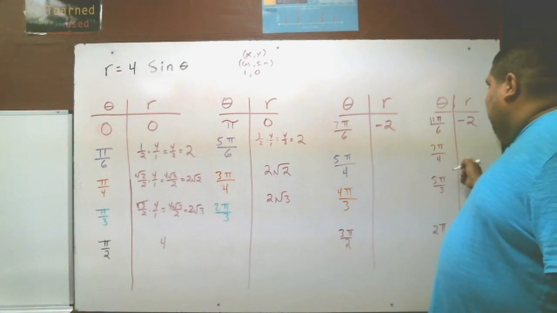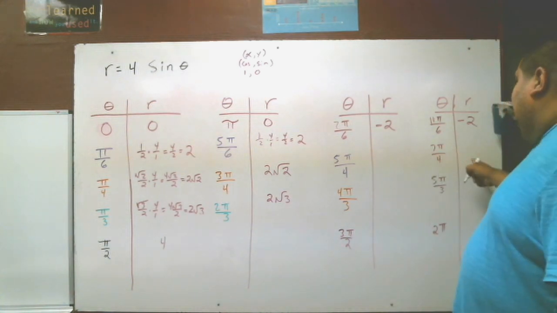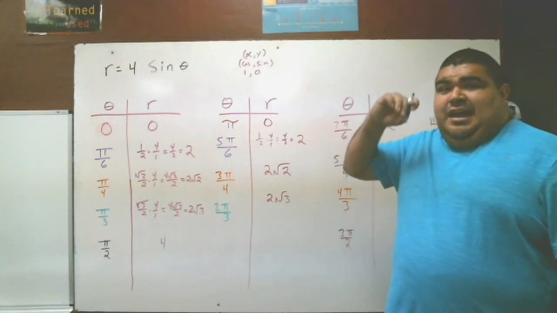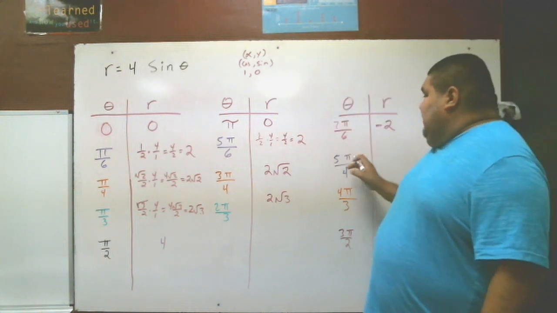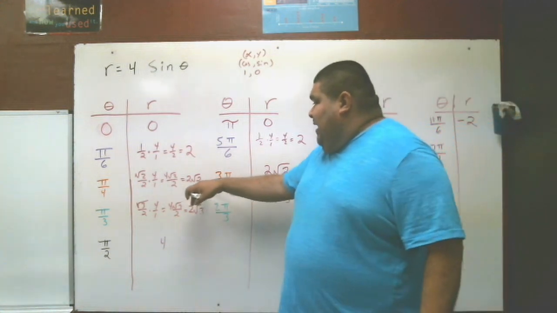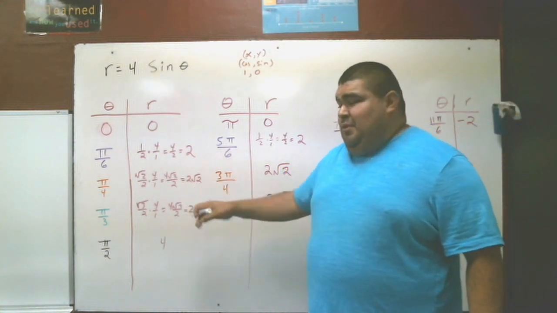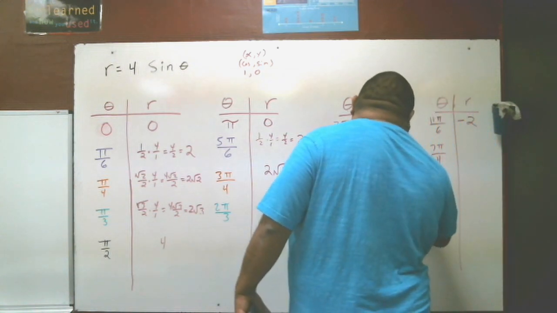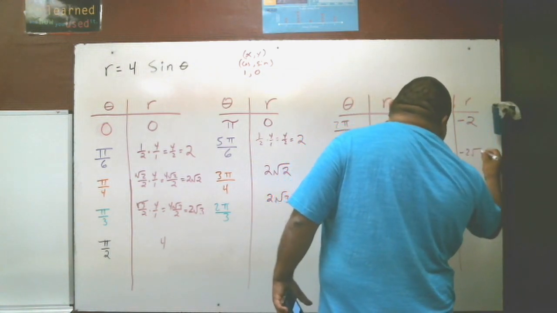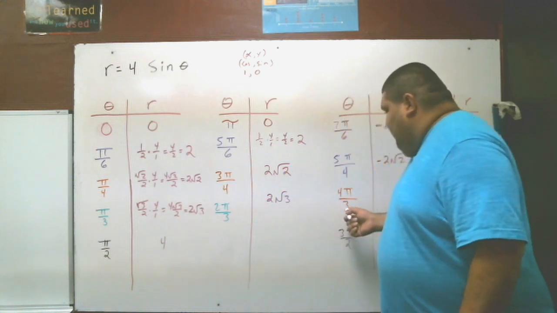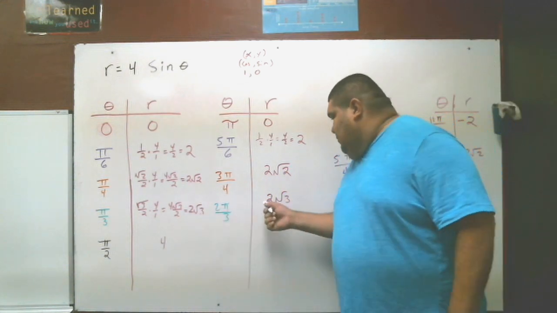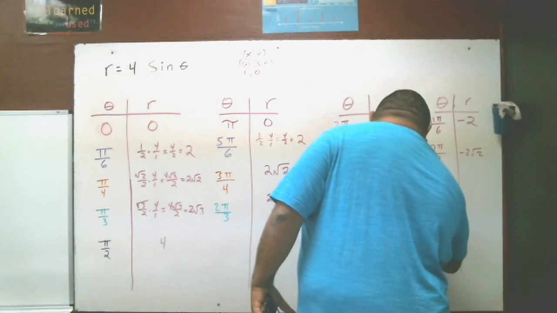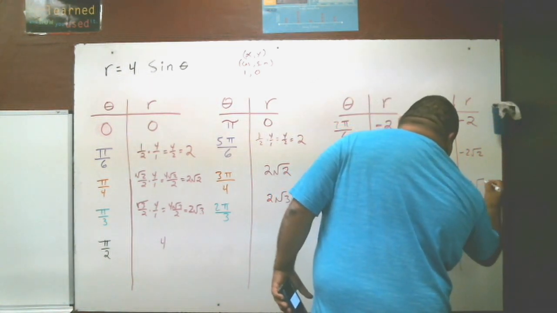So these two quadrants, which are quadrant 3 and quadrant 4, since they're dealing with negative numbers on sine, they're going to have the same answers. So this time on the 4, we have 2 radical of 2. So now we're going to have negative 2 radical of 2, negative 2 radical of 2. For the 3, we have 2 radical of 3. Now we have negative 2 radical of 3, negative 2 radical of 3.